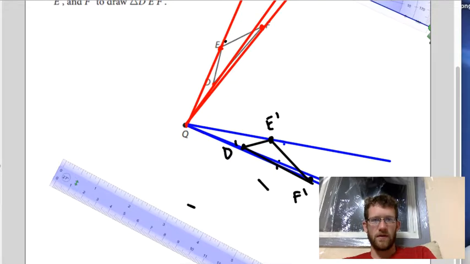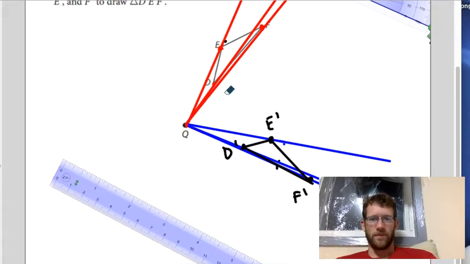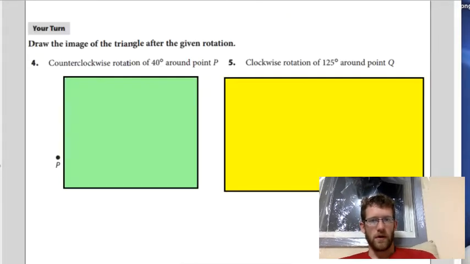You saw all the steps involved there, but just to reiterate, we make rays to each point in the original figure, and then we measure out the number of degrees that we want. We find that same distance that the original points, the pre-image points, are from our point of rotation, and then we measure out that distance to find each point. Cool. Go ahead and see if you can do these ones real quick. So pause here.